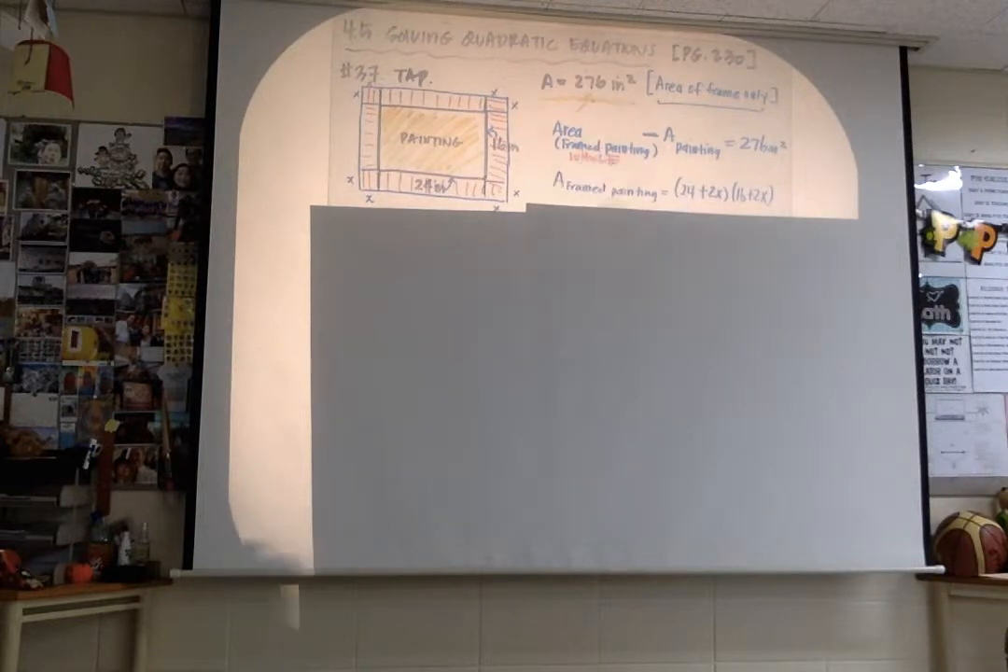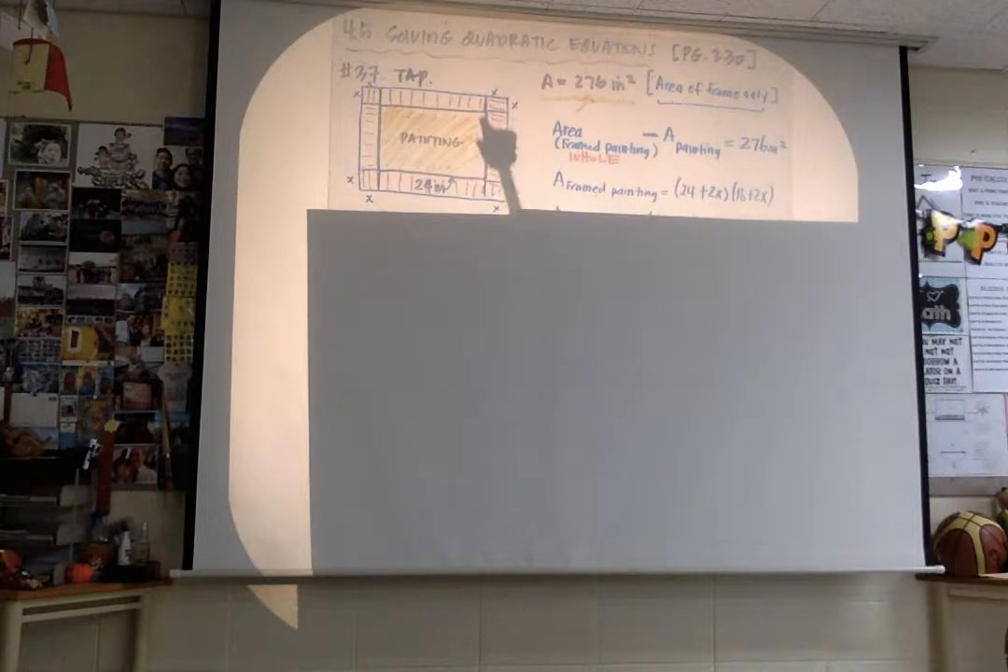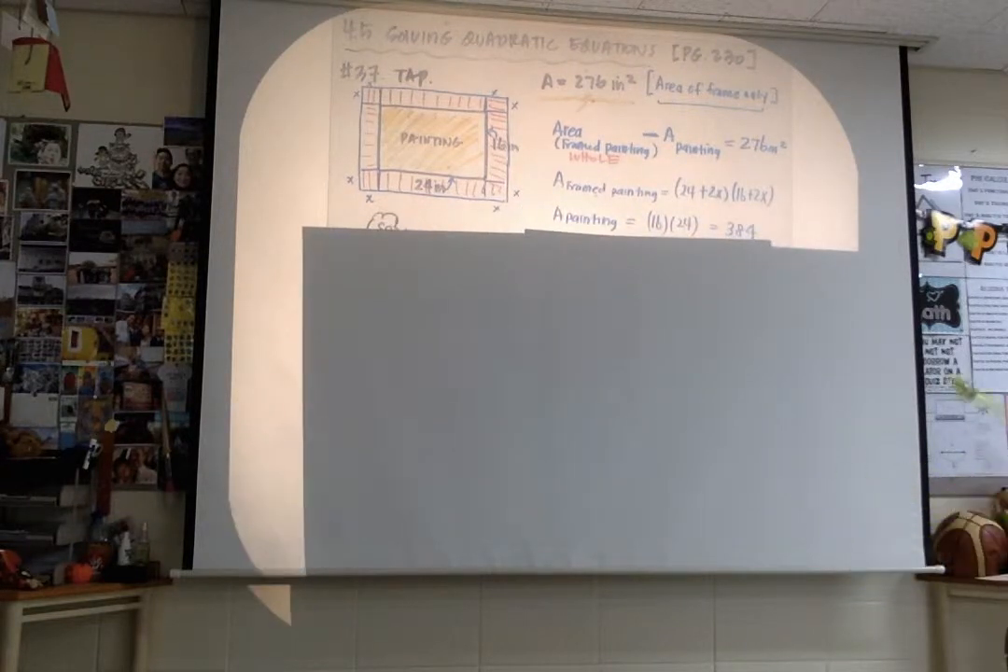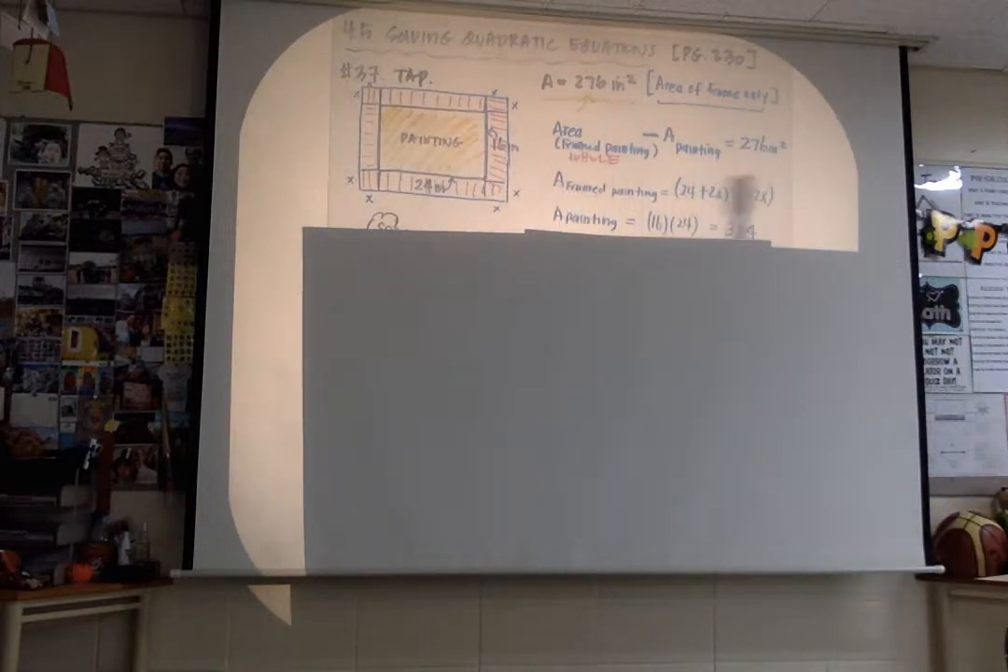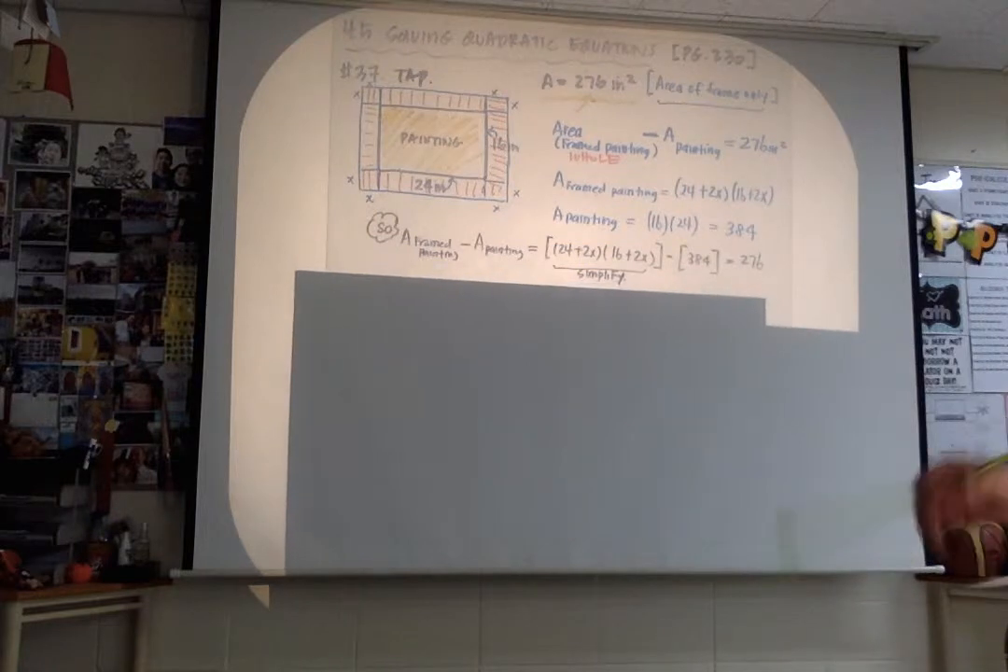So you guys, let's break this down. Area of the framed painting is 24 plus 2x, because it's 24 here, and then you have the x and x. And you have the width, 16, plus 2x. That's the whole area of the framed painting. Now, area of the painting is simple. It's 16 by 24, so it's 384. So plugging it into this equation, I have area of framed painting minus area of painting, which is this expression minus 384, and that has to equal 276.